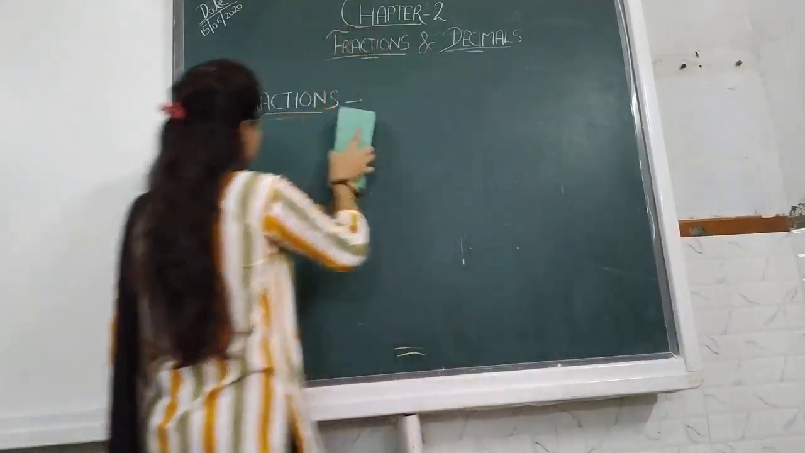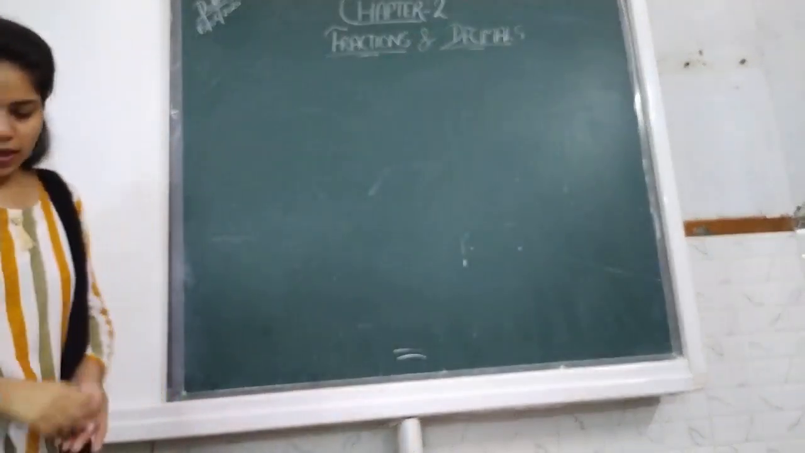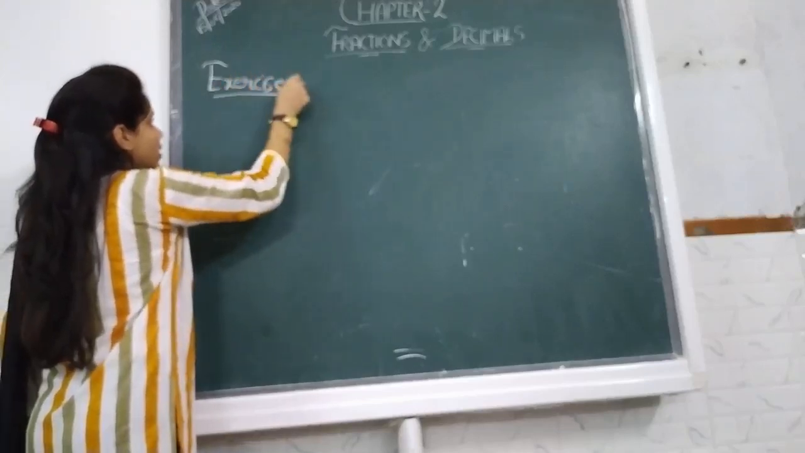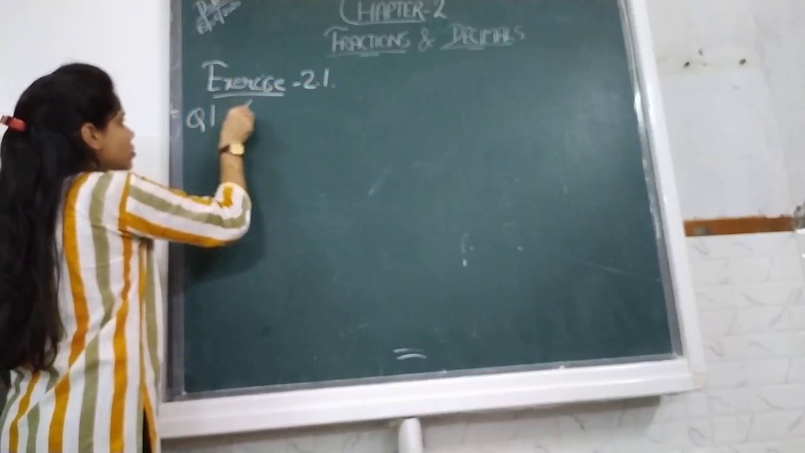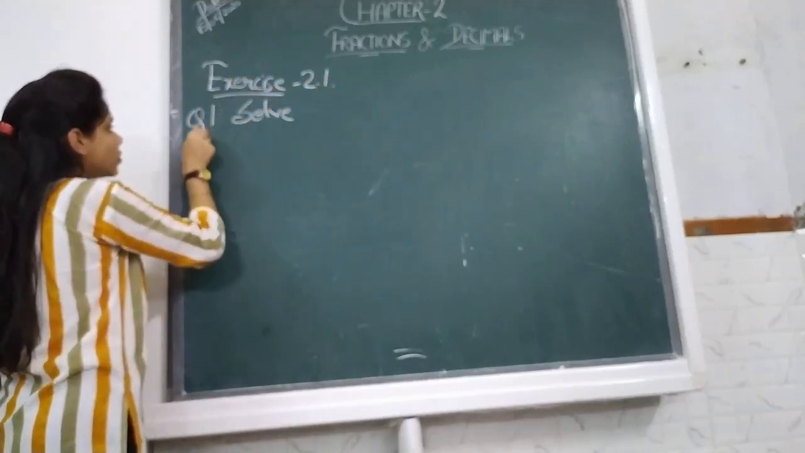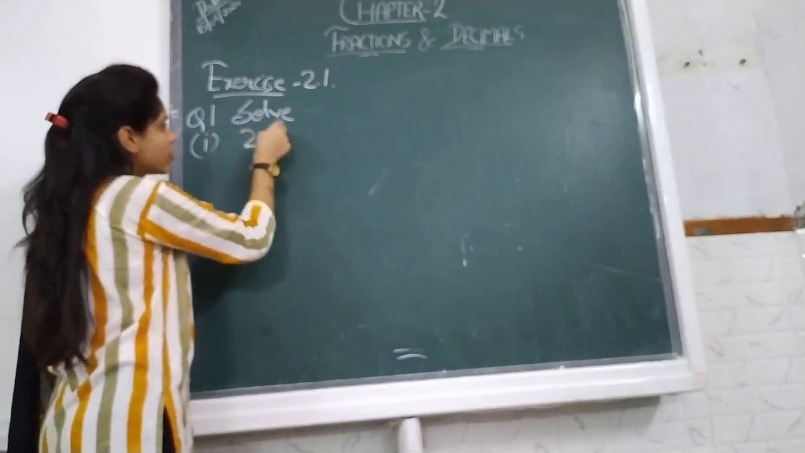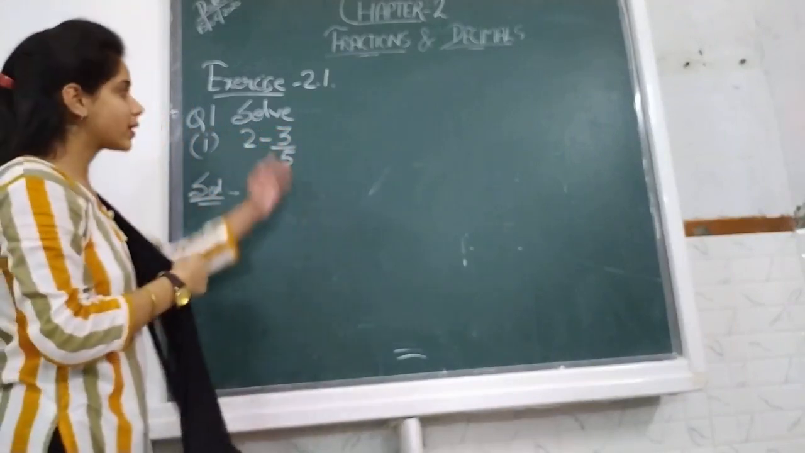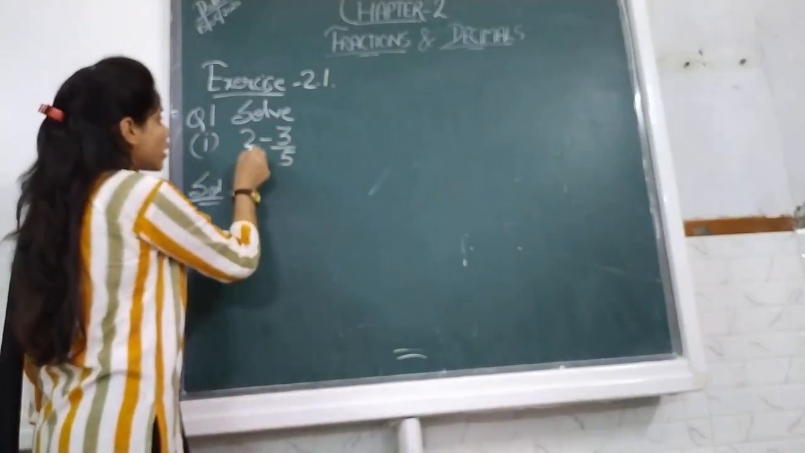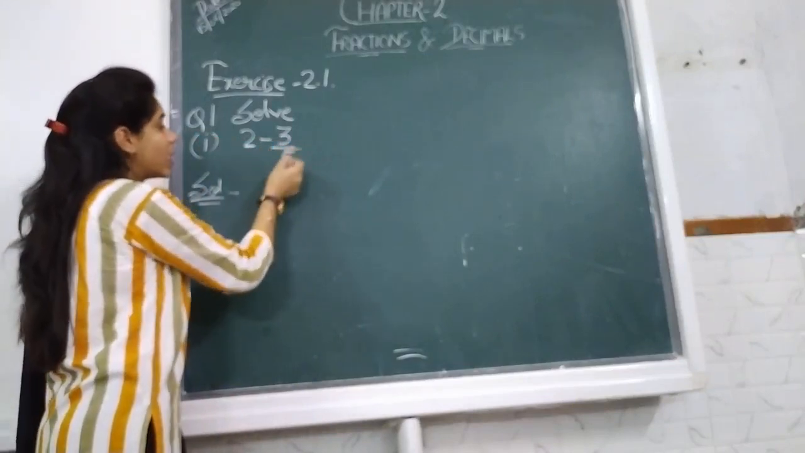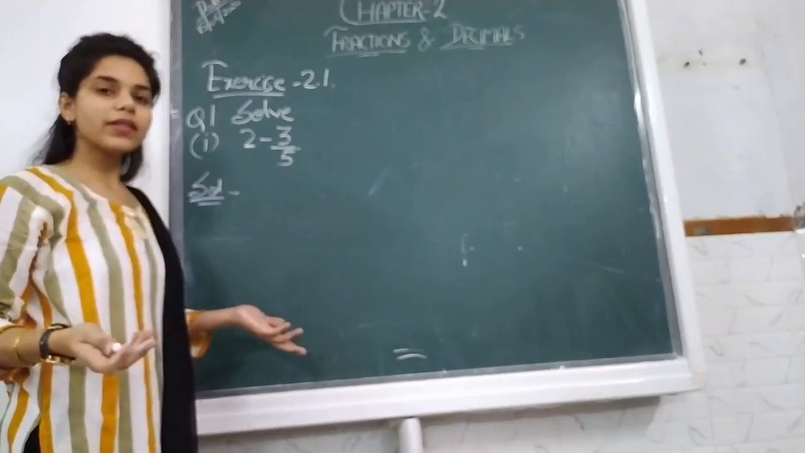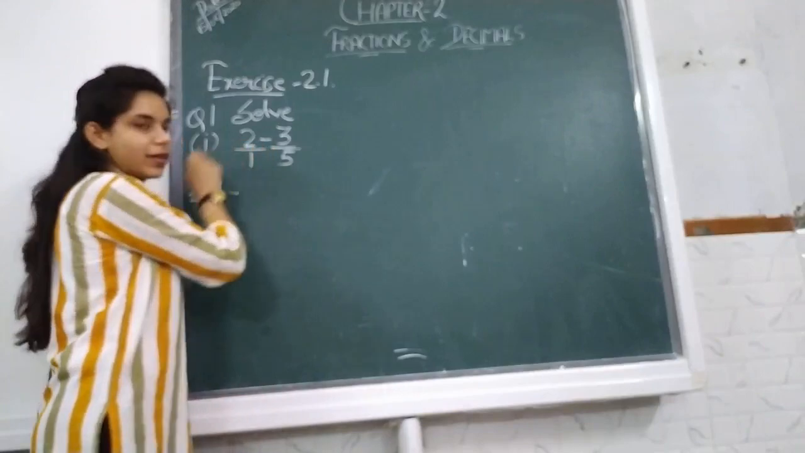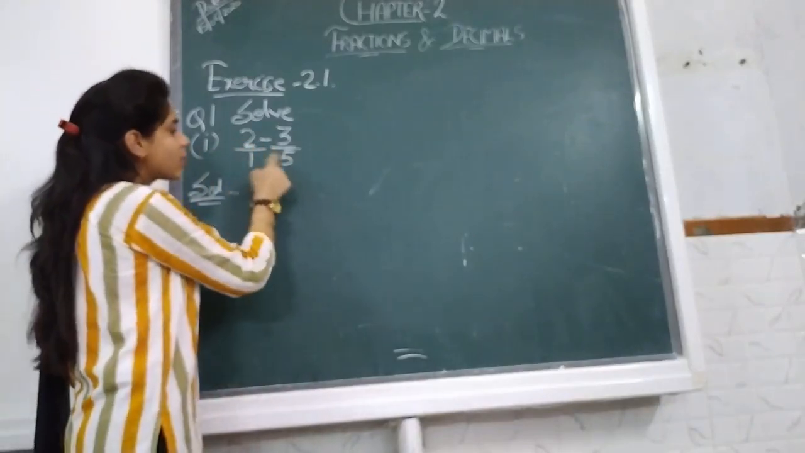So the first question of this is, solve. Okay? First, 2 minus 3 upon 5. So what I told you, we have to make them like fractions. In the denominator of the second fraction there is 5, but in the first fraction there is no number in the denominator. So if there is no number in the denominator, put 1 here. Got it?